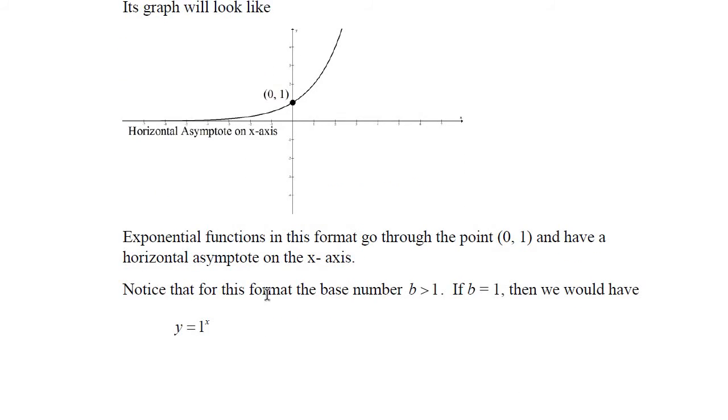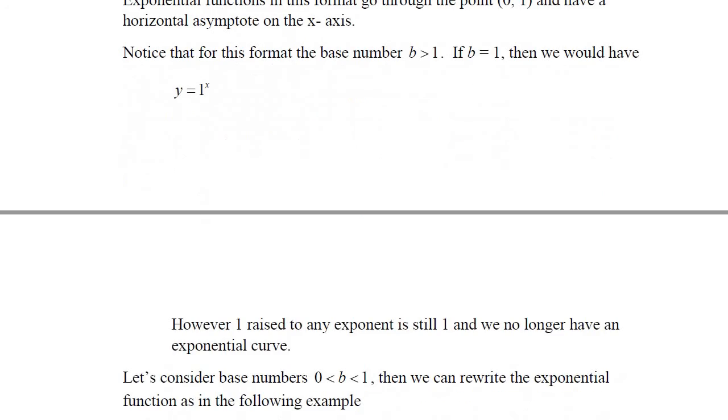Now, I said that the base number had to be larger than 1. If b is equal to 1, then I would have y equal to 1 to the x exponent. So if I start raising 1 to any exponent, 1 times 1, 1 times 1 times 1, 1 raised to any exponent is still 1, and we'll no longer have the exponential curve. So that's why we don't use a base number of 1.